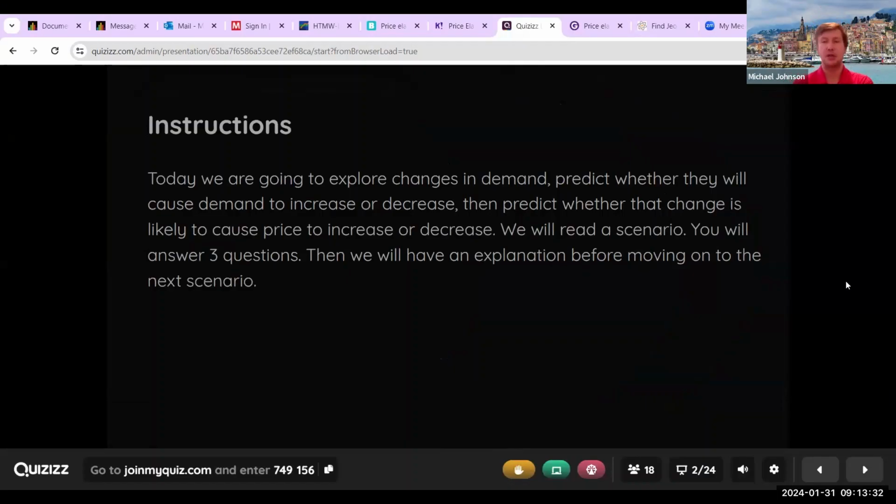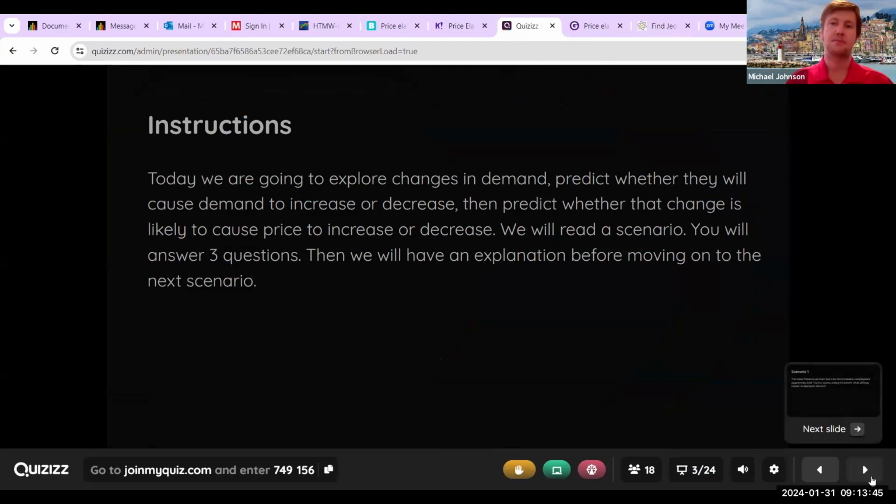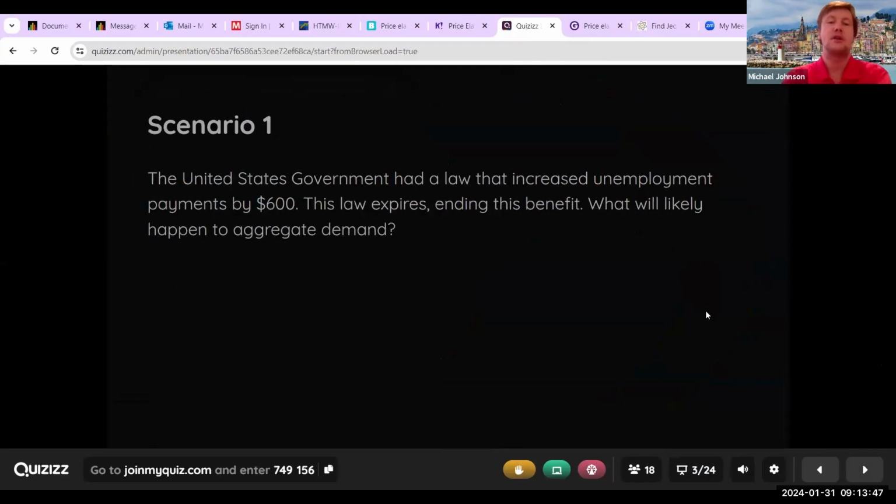So I'm going to cover how to explore changes to demand, predict whether this will cause demand to increase or decrease, then predict whether this change is likely to cause price to increase or decrease. We'll read a scenario, we'll answer 3 questions, then we'll have an explanation before moving on to the next scenario. So scenario 1: the United States government had a law that increased unemployment payments by $600. This law expires, ending the benefit. What will likely happen to aggregate demand?